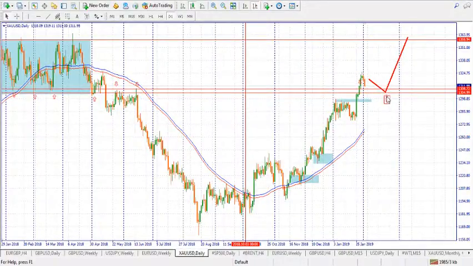This will be the correct place you're supposed to buy from. Just wait for a retracement, a clear retracement, and then you look for a clear buy signal from within this zone, and you should expect price to move up to 1358.94.